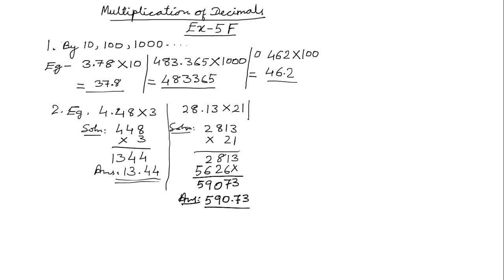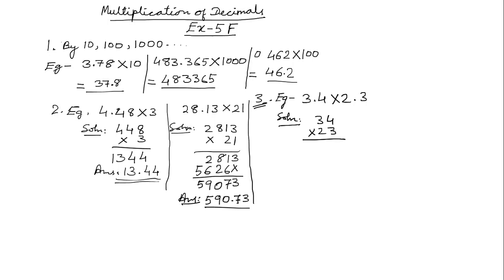However, there is yet another case, the third case, when you have to multiply 2 decimal numbers. Suppose for example you are multiplying 3.4 multiplied with 2.3. Now here we will multiply as usual, 34 multiplied by 23.